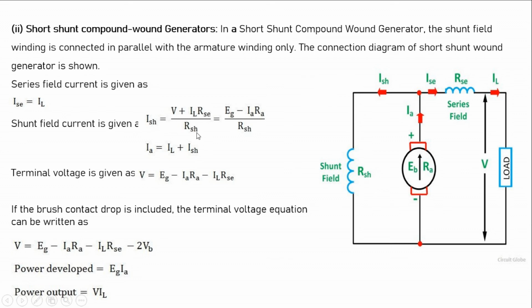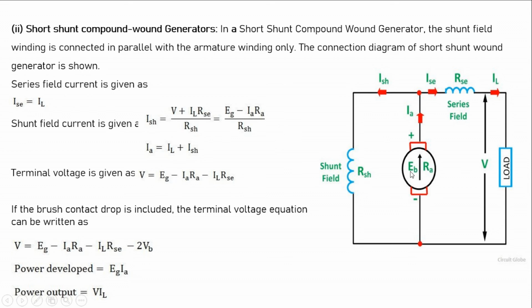Shunt field current is given as ISH. Here shunt field current ISH is equal to V plus IL RSC by RSH. So this is EG minus IA RA by RSH, or IA is equal to IL plus ISH.